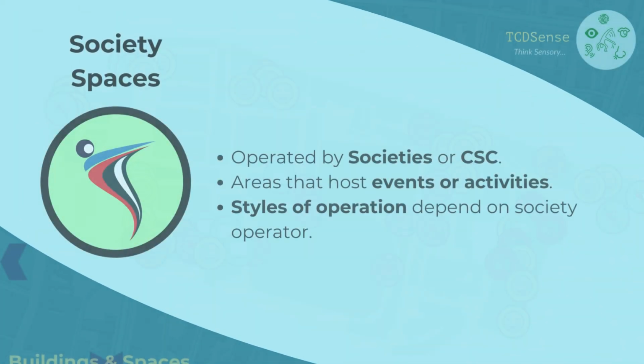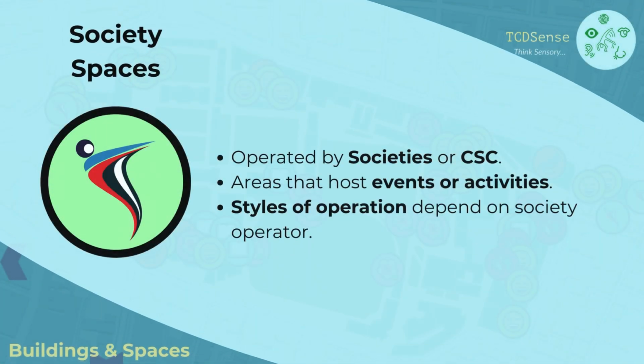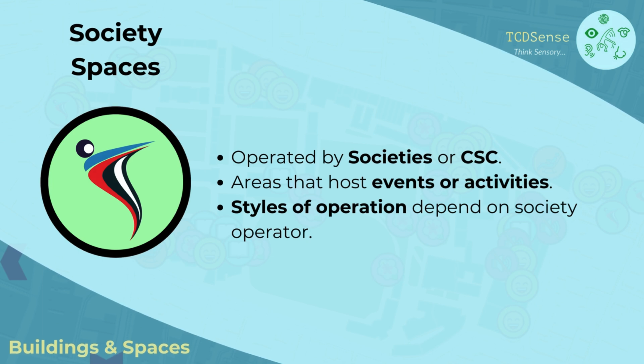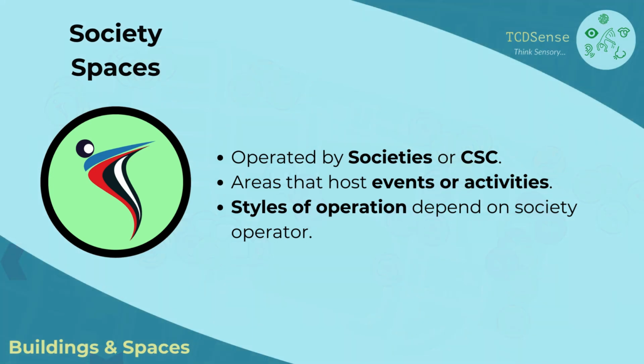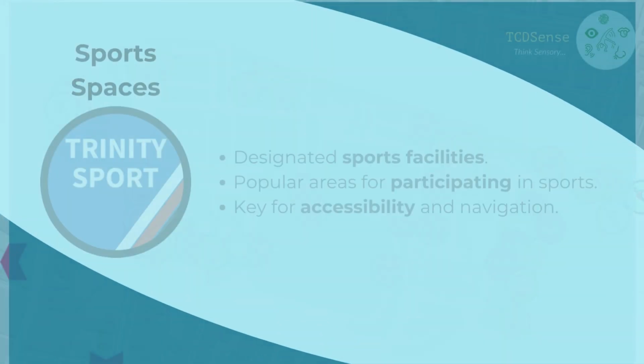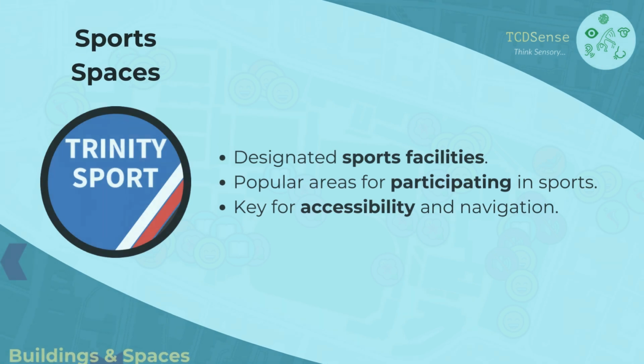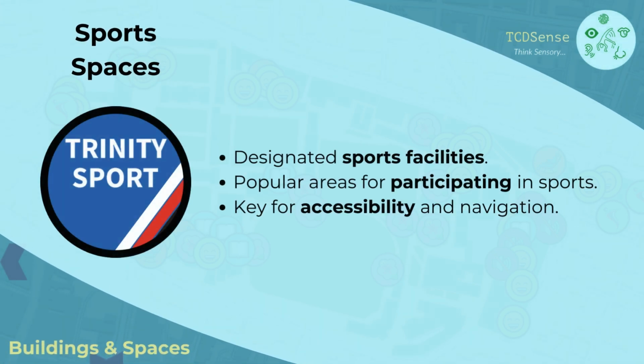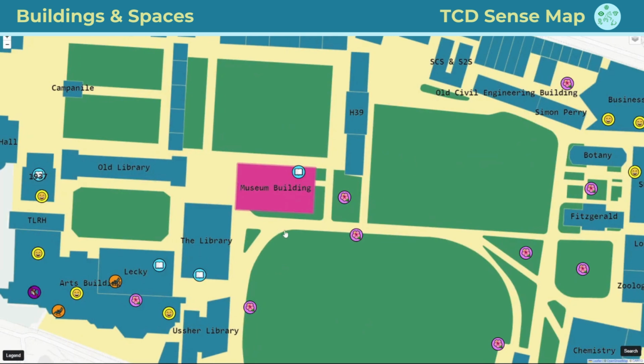Society spaces. Societies are a critical part of the university experience and life learning. There are many society-operated spaces across the campus, whether it's a popular place to host an event or a society-owned space for members to socialize and join in activities. Sports spaces. Sports facilities and popular sporting locations are highlighted by these spaces.